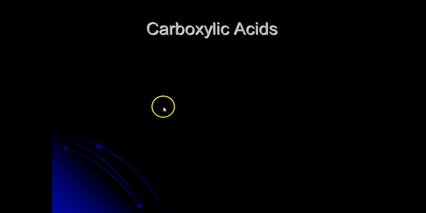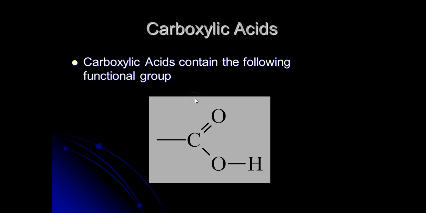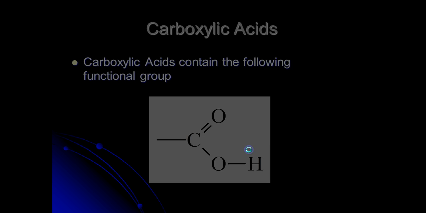Okay, so today we're going to talk about carboxylic acids, and they have the functional group COOH. It's usually written like this. So we've got a C double bonded to an O and another OH down here, and this is what gives the molecule its chemistry. So this is what determines how it reacts and what it reacts with.